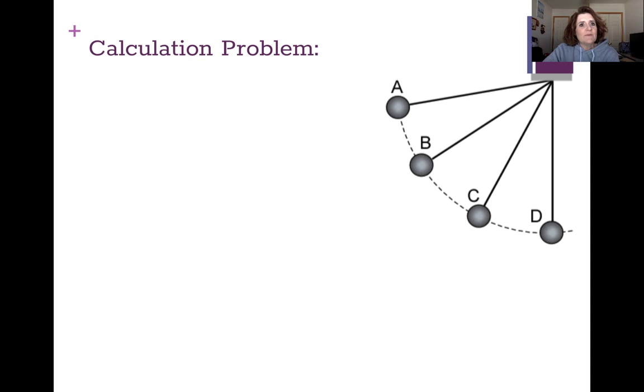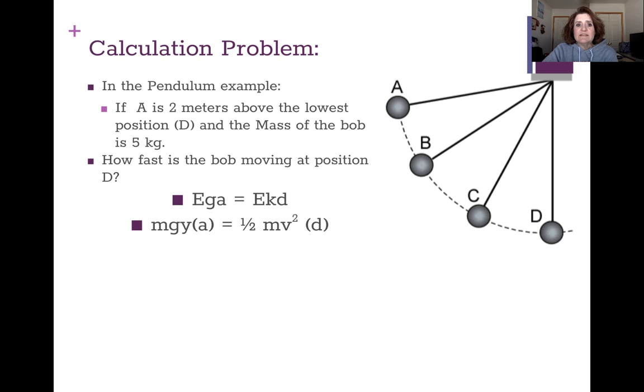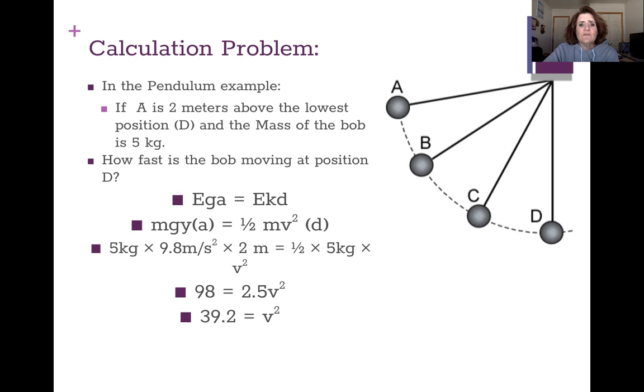Let's look at that pendulum problem as an example. In the pendulum example, if A is 2 meters above the lowest position D and the mass of the bob would be 5 kilograms, how fast is the bob moving at position D would be our question. We know that the Eg at A has to equal the Ek at D. We also know that Eg is mgy at position A, and at D is 1/2 mv squared or the Ek at D. Plugging in all the values that we do know, we can solve for the velocity to be 6.26 meters per second at position D.